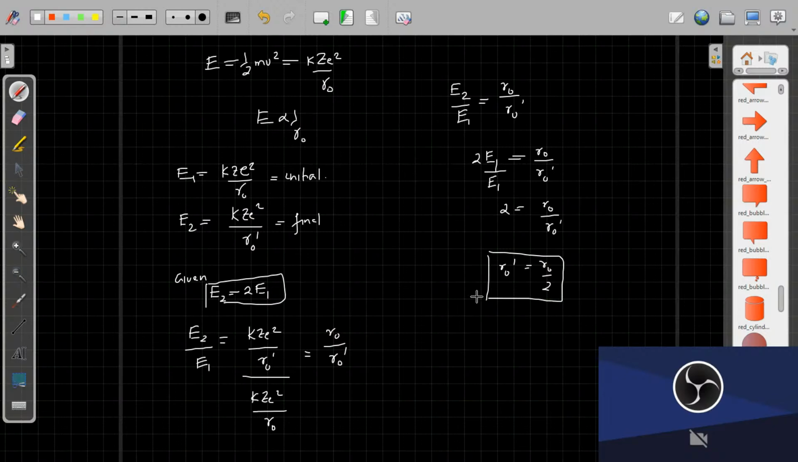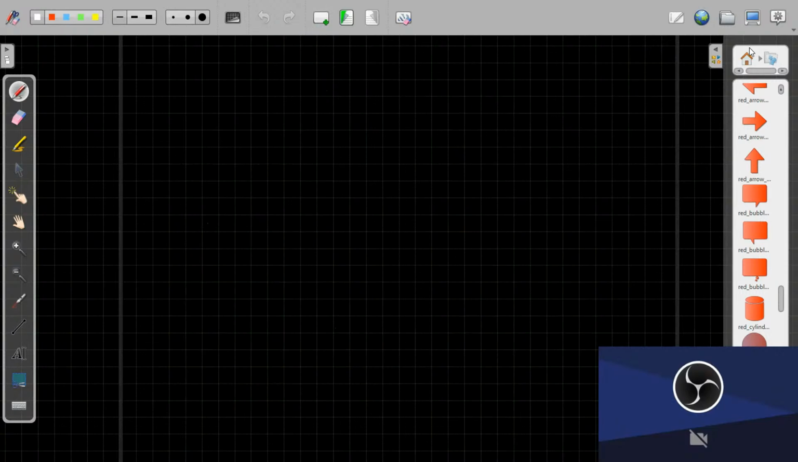So it will get reduced by how much? Half. If kinetic energy, E equal to half mv square, is doubled, what will happen? The distance of closest approach will get reduced by half. R naught will get reduced by half. That's it. Let's proceed to the next one.